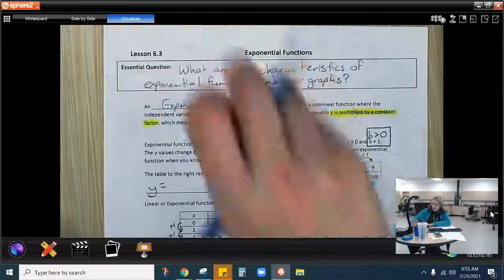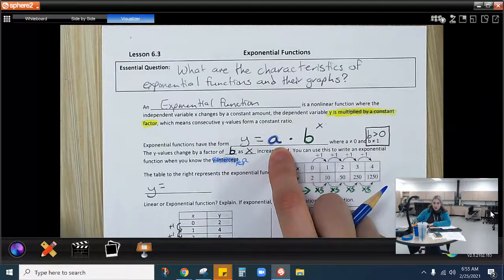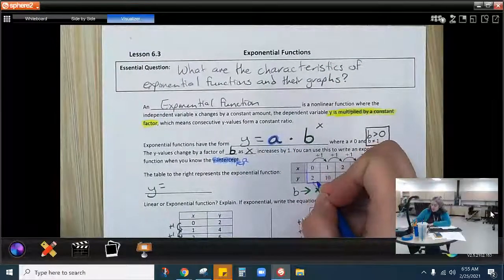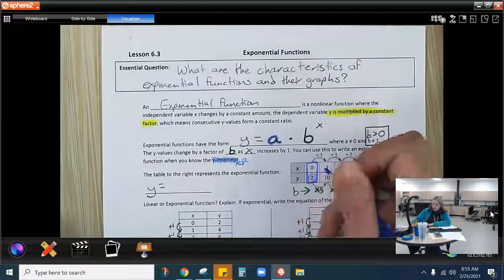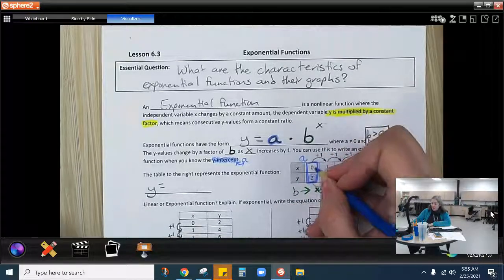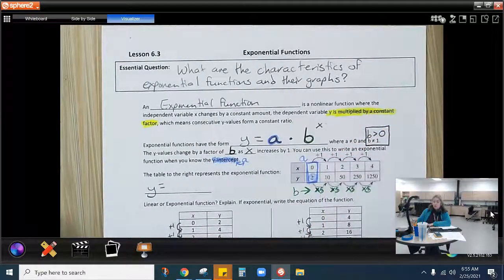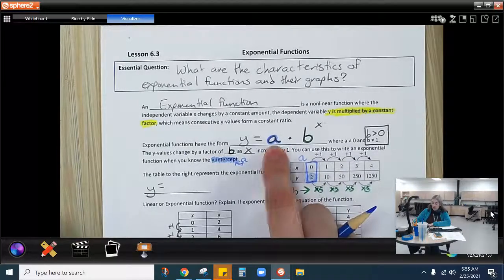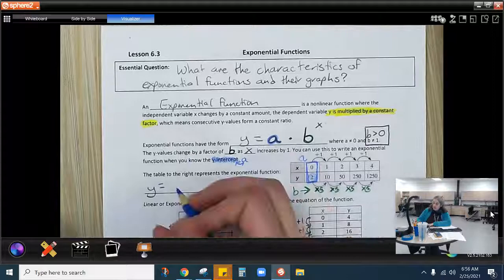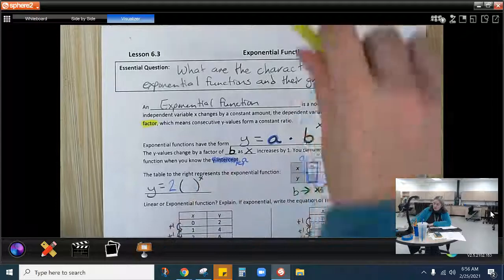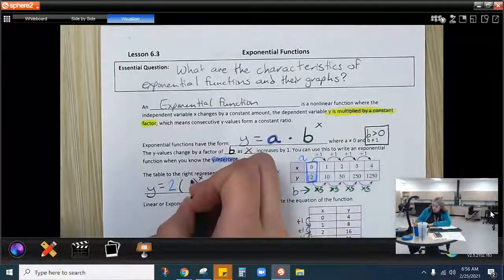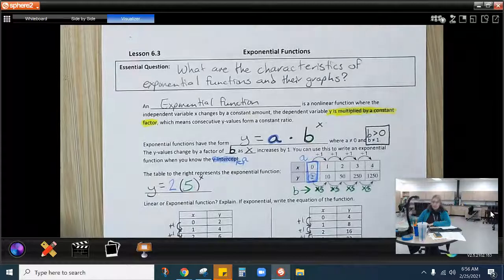For the a portion of this, a is actually your starting value. So in this case, when we're looking at this table, we start with 0 always, right? So that means this 2 here is our a. We need to look for where x is 0 and our a is 2. So we're going to write this function. We know that we have a times b to the x. Well, our a we just said is 2. I'm going to give myself some parentheses here and put my x outside them. And then b we know is 5. That's the exponential function right there. That's it. y equals 2, parentheses, 5 to the x.